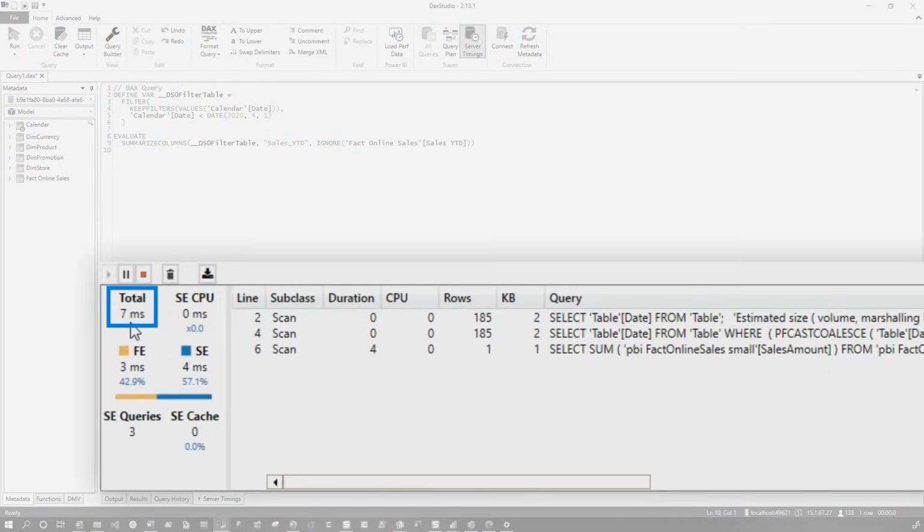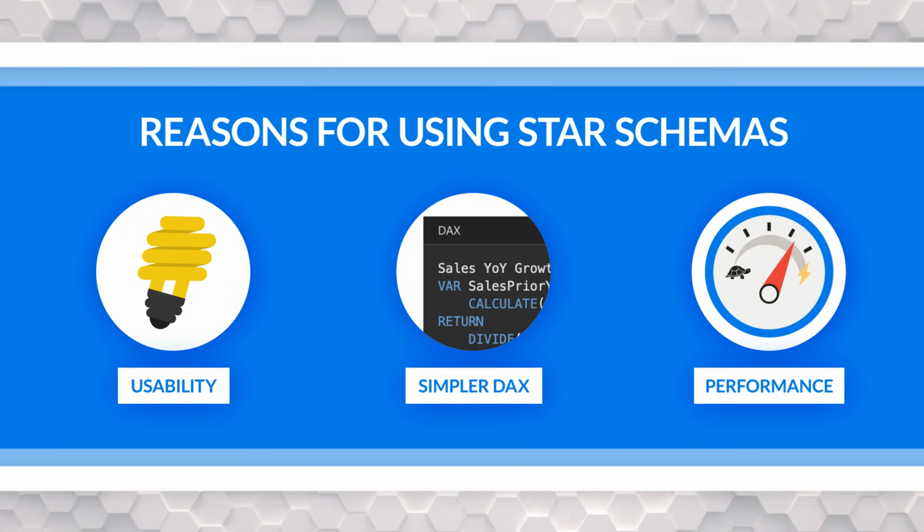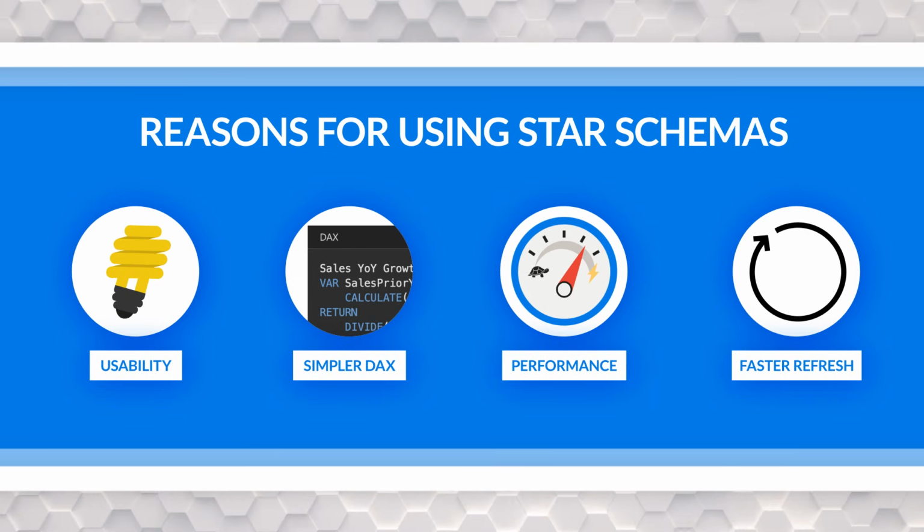And I know you guys see more milliseconds, but this is just 7 million rows. But if you're working with larger volumes of rows, you should see more numbers. You can see I didn't spend any time on the storage engine CPU. Just by using the Star Schema, I improved performance several times over, right? So we had 3, which was performance. Number 4 is faster refreshes.